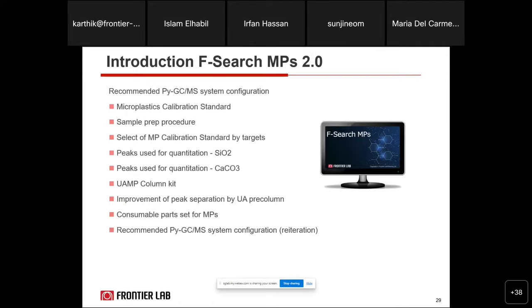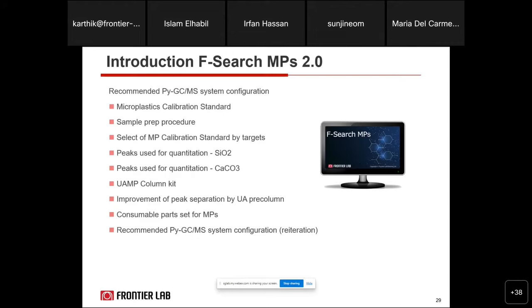Whenever you buy this F-Search microplastics software, the calibration standard is provided, and the sample preparation procedure is provided as well. You have these two types of database for quantification, also the calibration standard, and it comes with the pre-column and also the other consumable parts. It's a kind of package, we call it, for microplastic analysis.